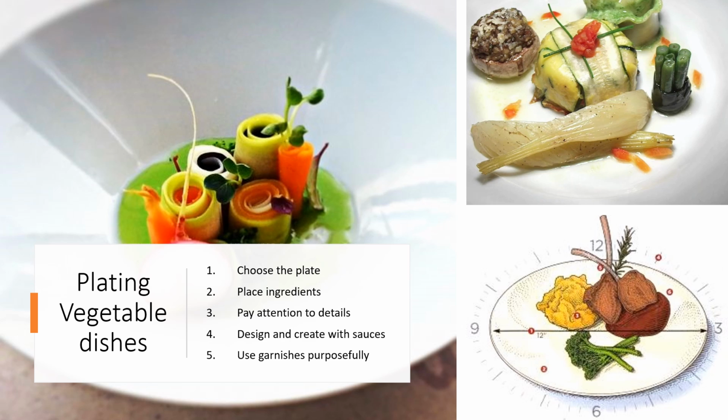Number 2, place ingredients. Place a clock in your mind. Your protein should be between 3 and 9, your starch and carbohydrates from 9 and 12, and your vegetable between 12 and 3. Place moist or runny ingredients at the base or place other foods on top of them to hold them down. You can angle sliced meat or vegetables against purees and mashed vegetables.